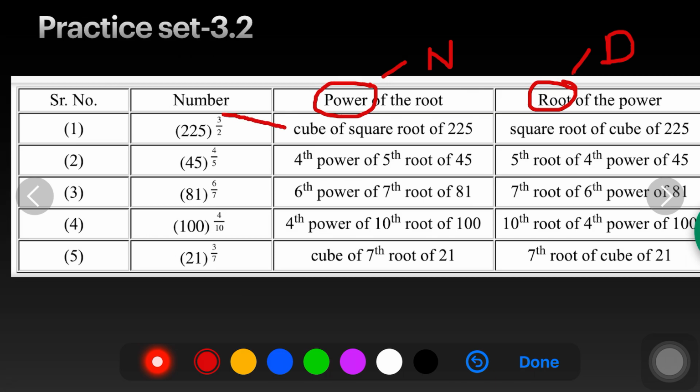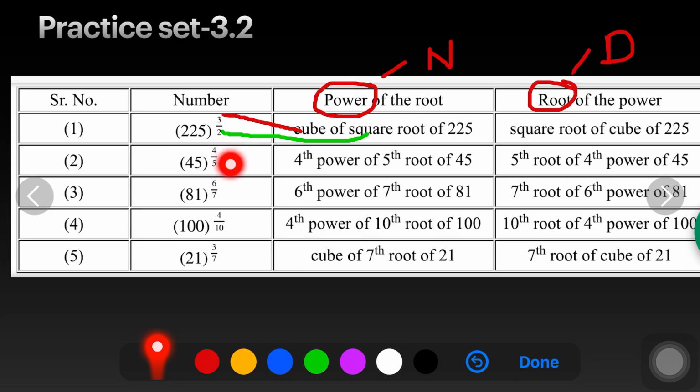In the root table you are going to write the denominator first. That is square root of cube. That root also will come first only. So square root of cube of 225.